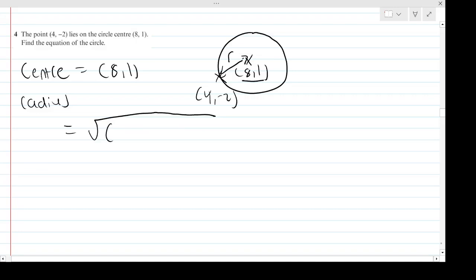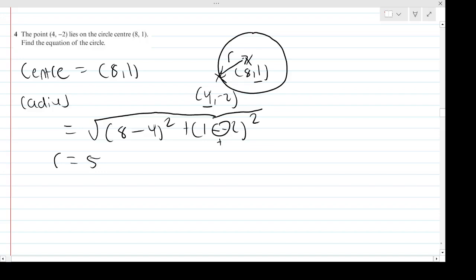So let's take the centre first. So x is 8, then take away 4, all squared. Then we add the change in y, so we have 1, take away minus 2, all squared. If we put that in the calculator, that goes to root of 8 minus 4, which is just 4 squared. Then we add 1 minus a minus 2, that goes to a positive, so that would be plus 3, all squared. That gets me 5, okay. Cool. So now we've got our radius to be 5.